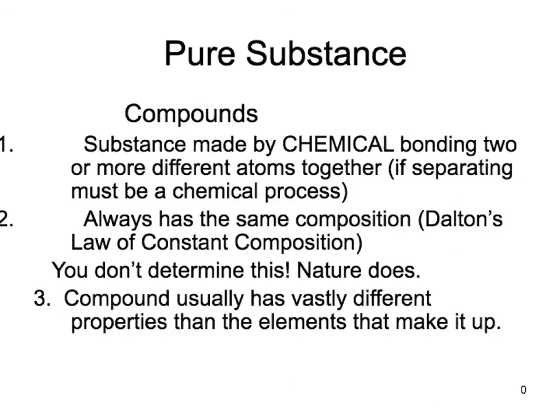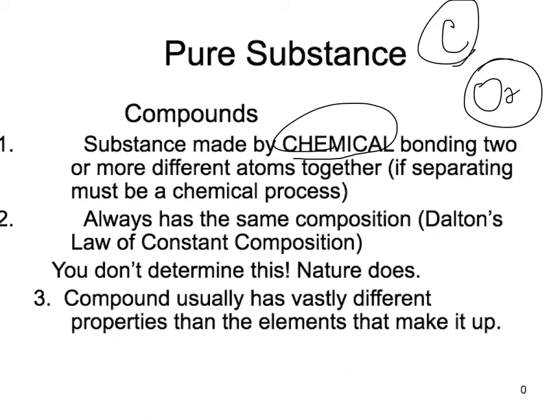Okay, another pure substance is a compound, and like I said, chemically bonding two or more different atoms together. Here's the big thing. They always have the same composition, and Dalton came up with this law of constant composition. This is going to be the compound that nature makes up. You don't determine this. Nature determines this. If you wanted to mix some carbon and some oxygen, if you had some graphite and you had some oxygen you were able to get from a tank or something, you could mix those together. That wouldn't be any problem. But you could choose that mixture.